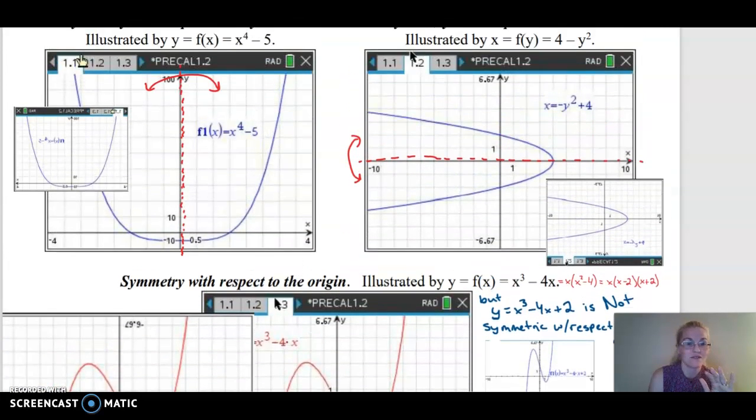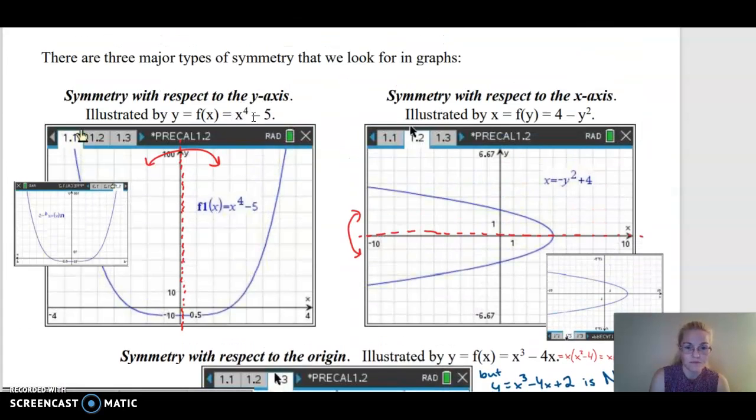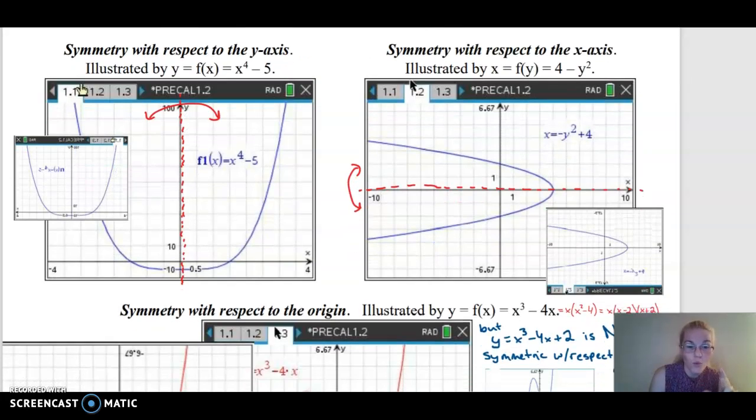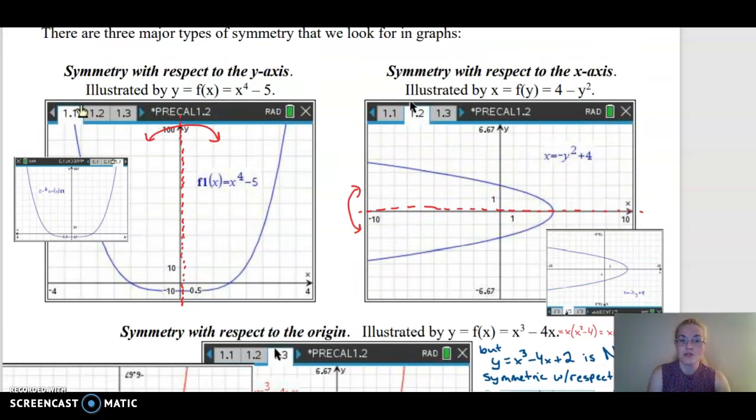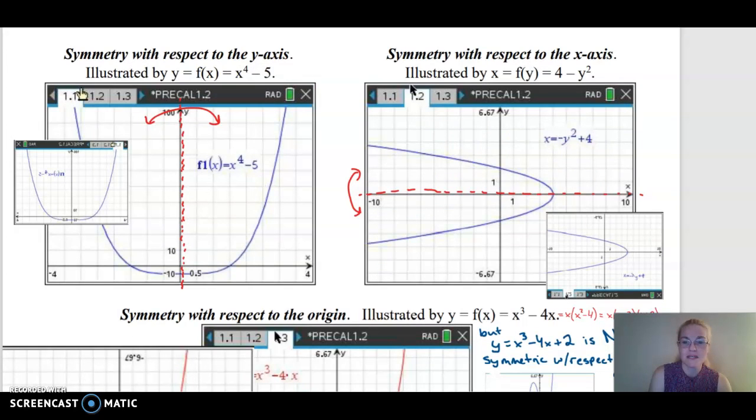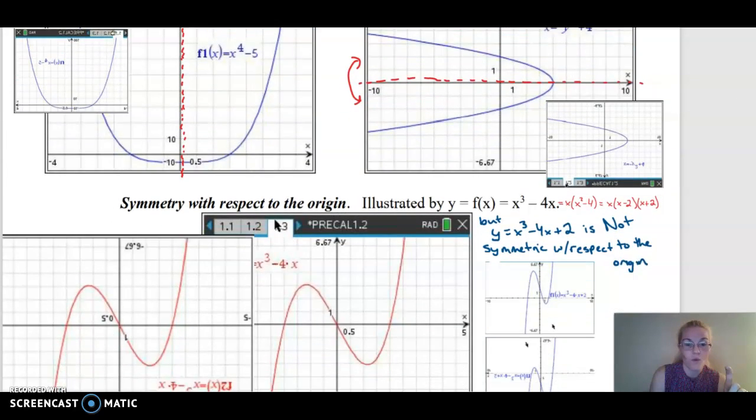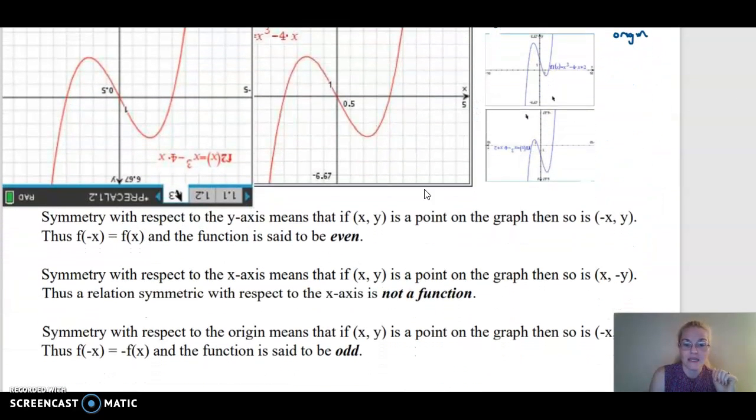Similarly, parabolas or fourth degree polynomials may be symmetric with respect to the y-axis if their vertex is at 0 when x is 0. But if they're shifted, then they won't necessarily be symmetric with respect to the y-axis. So with respect to the y-axis and the origin are two special symmetries, mainly because if you look at what being symmetric with respect to the x-axis is, that's not a function, right? You can't be a function if you're symmetric with respect to the x-axis because you would fail the vertical line test. So symmetry with respect to the y-axis, we call that being even.